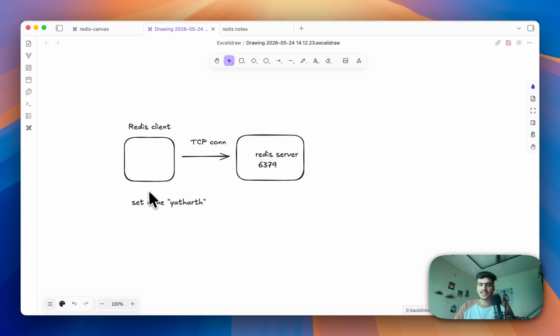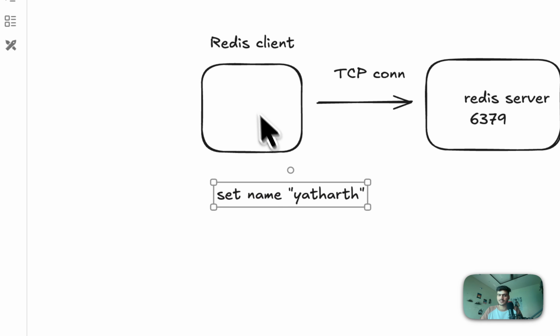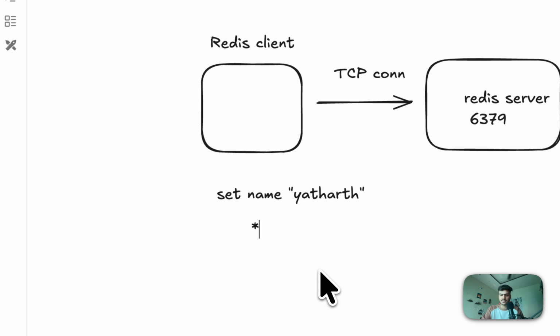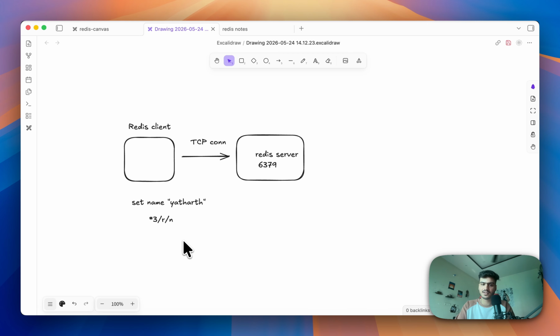Internally, this particular Redis client will convert this command into a RESP binary string, which will look something like this: *3\r\n $3\r\n set\r\n $4\r\n name\r\n $8\r\n Yatharth\r\n.